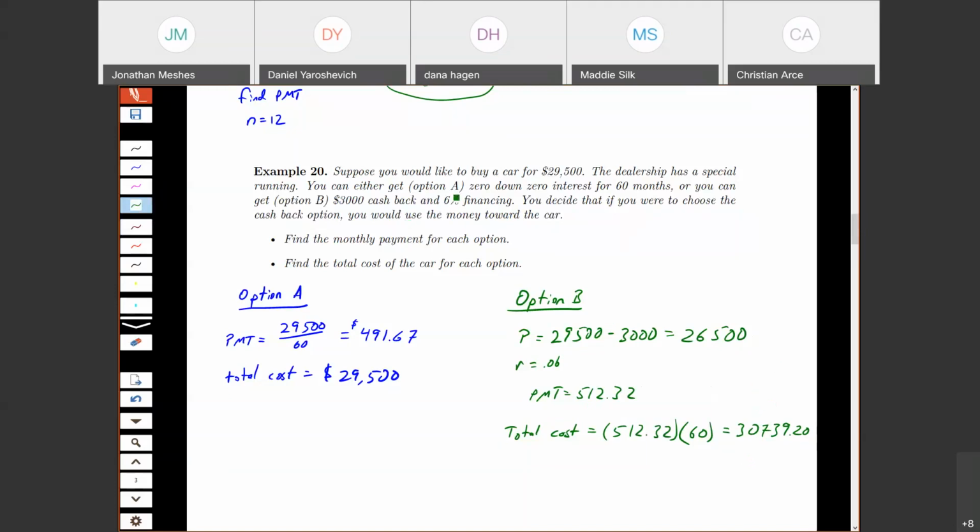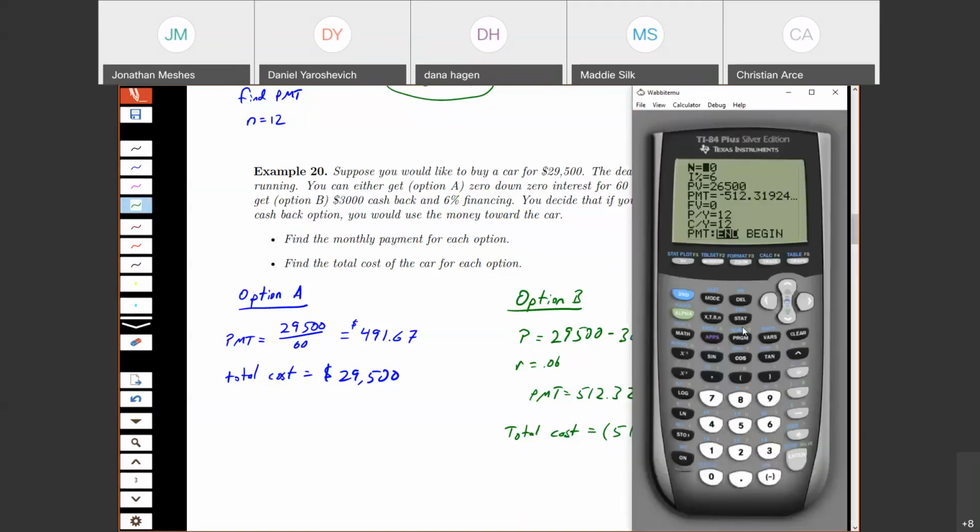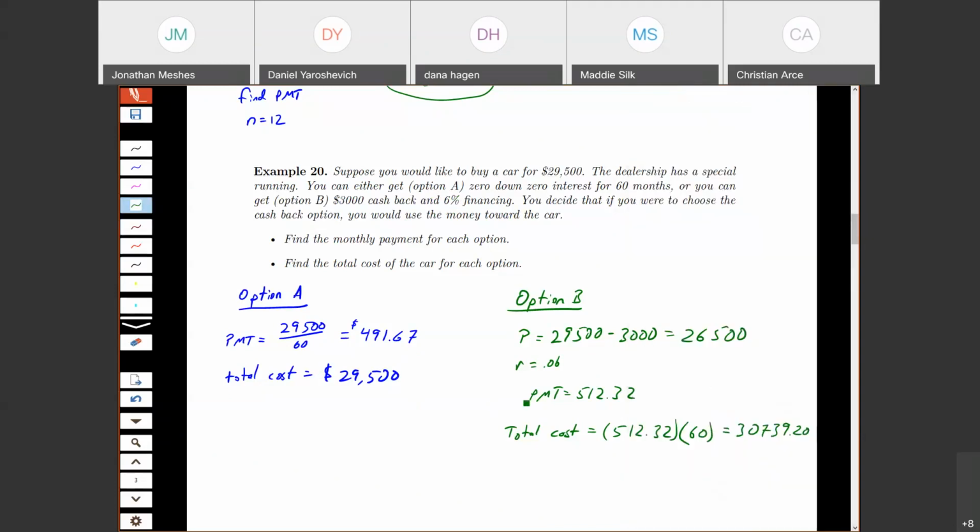If we got a better interest rate than 6%, maybe option B would be cheaper because they give us that free $3,000, right? So if instead of a 6% rate, they gave us a 4% rate, right, 488.04, then we would be paying slightly less than option A. So it's definitely details to consider. It's not always going to be that this one's better or that one's better.